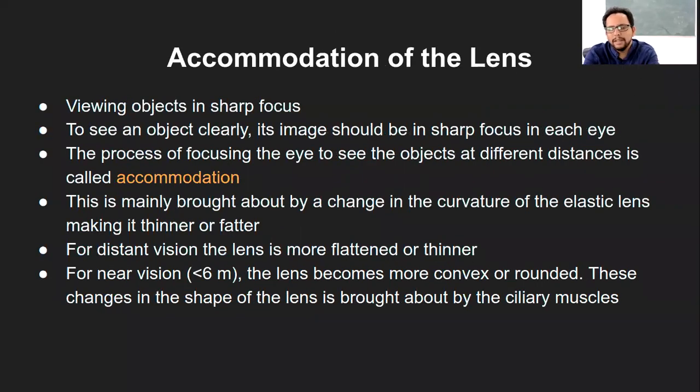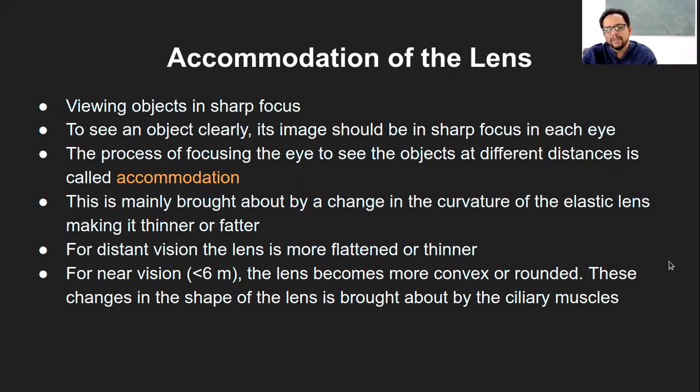The next part is the accommodation of the lens. This again we have already seen to quite some extent, so I won't be going through each of these points. But the process of focusing an eye, or both the eyes rather, to see an object at different distances, whether close or farther, is called accommodation. For example, if something is a little farther, you try to squint your eyes a bit, like you look by constricting the whole eye structure. That is because you want to change the shape of the lens so that you get a better vision.